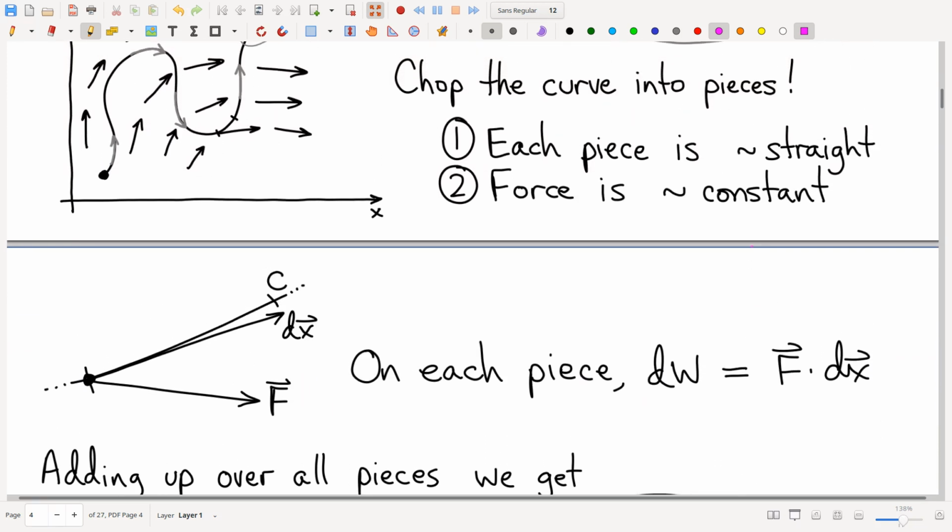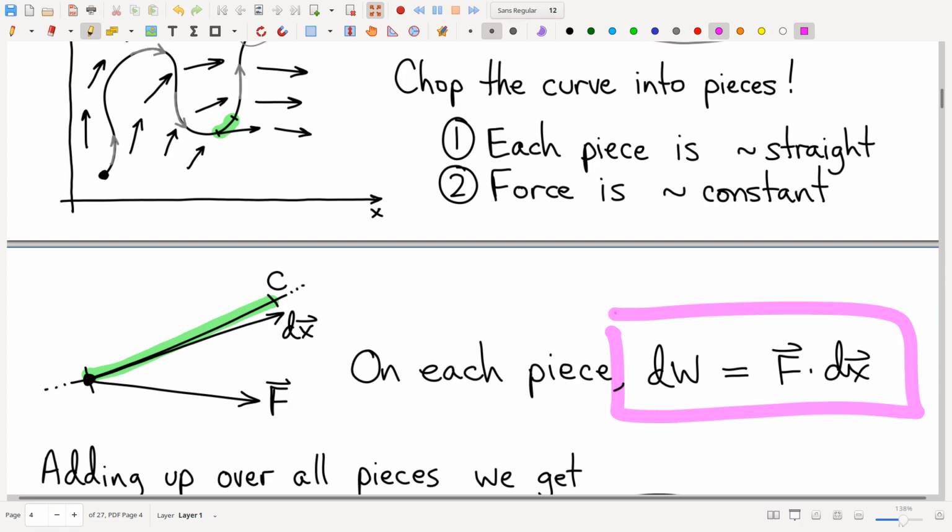And again, keep in mind we're looking at little pieces of curve. So here we're looking at that little piece of curve right there. And just for visual convenience, I'm going to expand that down here. And look, work is equal to force dot displacement. It's pretty straightforward on that little piece of curve. After all, the force is roughly constant because the piece of curve is so small. The piece of curve is roughly straight, so the displacement is along that basically straight line.